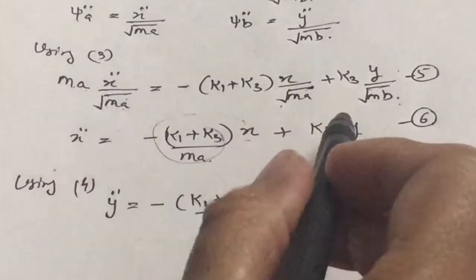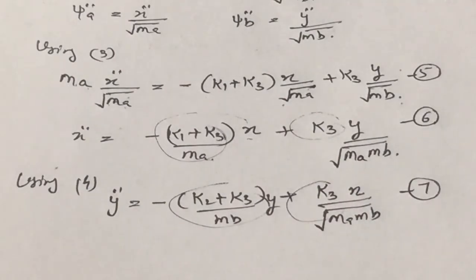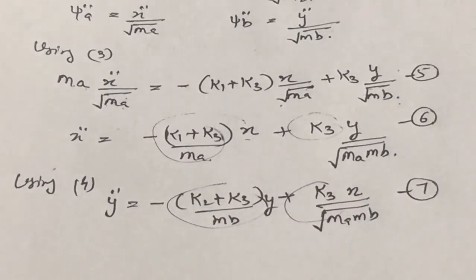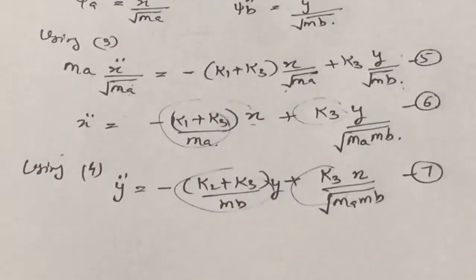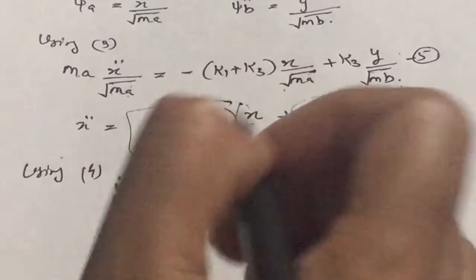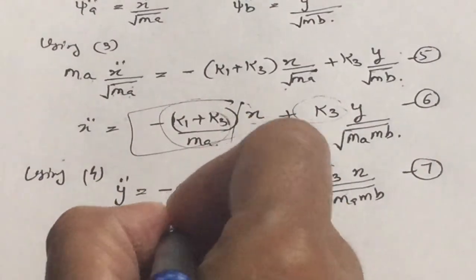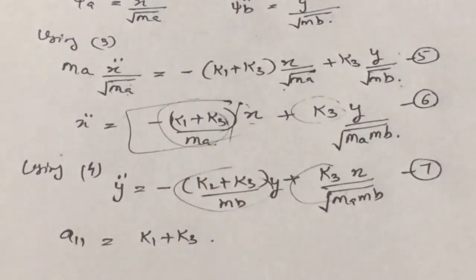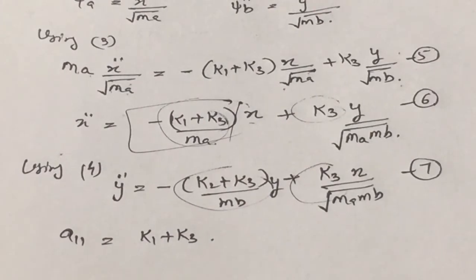These expressions are just long expressions in terms of x and y. We are just substituting some constant values here, just replacing these terms with some constants. Let us consider we have taken this term as a11, that is a11 is equal to k1 plus k3, divided by ma. These are all constant values. K1 is a spring constant for the first spring. K3 is also a constant. If you add a constant to a constant, you will get a constant.